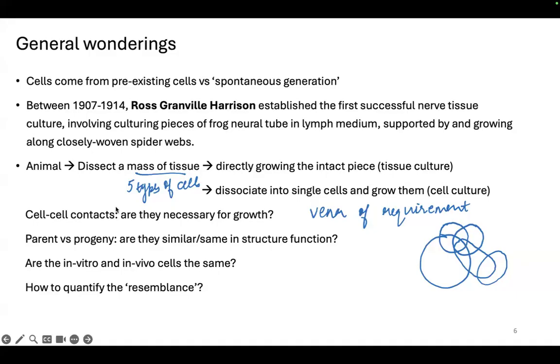So anyway, some cells don't need those contacts. So cell-cell contact, whether they need the actual cell or whether they just need the matrix from some cell, that's one thing. Second thing is, once you've established some culture in the lab and your cells are growing, right now they are exactly what you got.